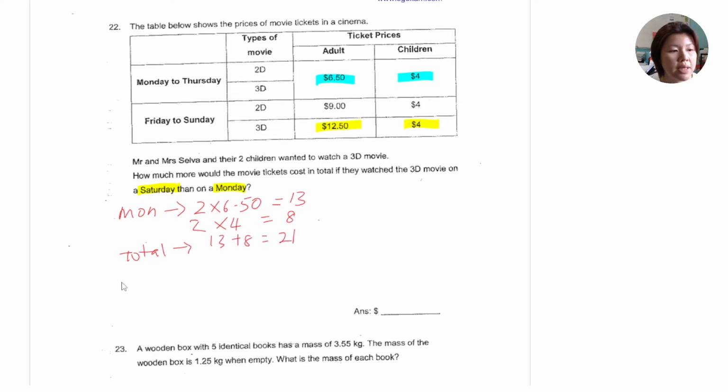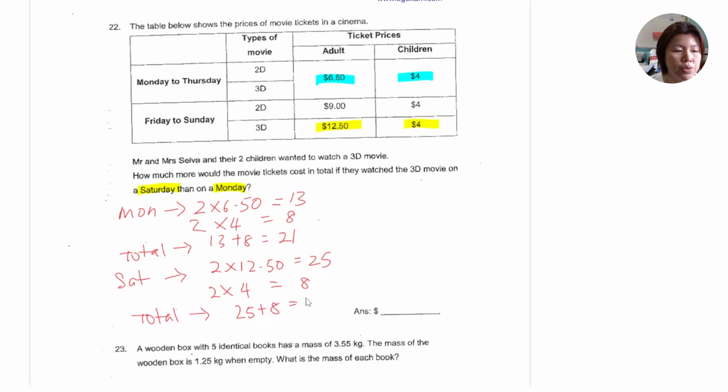And next is Saturday. Saturday is 2 times $12.50 equals 25, and 2 times $4 equals 8. So total will be 25 plus 8 equals 33. So they want the difference. Difference will be 33 minus 21, which will give you $12.